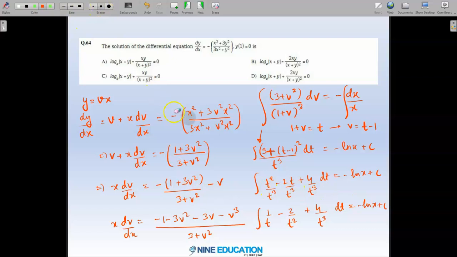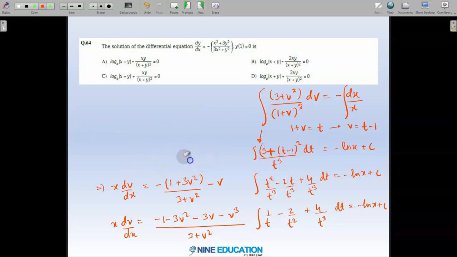Now let us make some space for writing the next steps here, and you observe we are very near to the final answer. 1 by t integration is basically ln t, and minus 2 times 1 by t square integration is basically minus 1 by t, so it will be plus 2 by t. Now 4 by t cube is there, so t cube will go in the numerator, so t power minus 3 integration is basically t power minus 2 divided by minus 2. So 4 divided by minus 2 will become minus 2, and t power minus 2 I can write in the denominator also, minus 2 by t square. And v was also y by x.